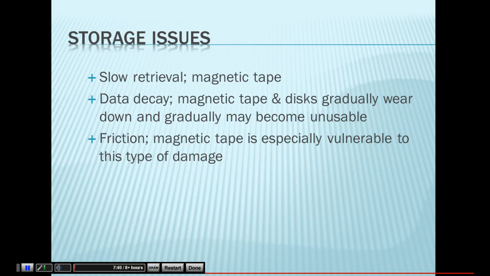What are some issues in using storage? Well, sometimes it's slow to retrieve your backup information, especially if you use a magnetic tape system. Sometimes you have data decay. Magnetic tape and CDs and disks, they gradually wear down and may become unusable, or portions of them might become unreadable. This happens because of friction, and magnetic tape is especially vulnerable to that type of damage.